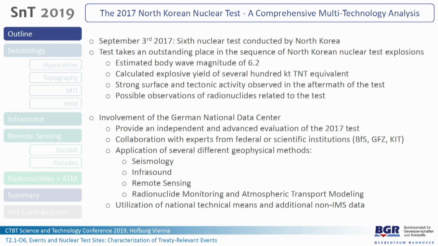We have some possible observations of radionuclides that are related to the test, which is also a special observation. Our involvement as the German National Data Center is to provide an independent and advanced evaluation of the test. We collaborate with experts from different federal and scientific institutions. In this study, we apply different methods: the classical ones, seismology, infrasound, and the monitoring of radionuclides, as well as atmospheric transport modeling. But we also utilize national technical means, in this case remote sensing data, or data from non-IMS stations, mainly seismological data. So let's come to the seismology part.